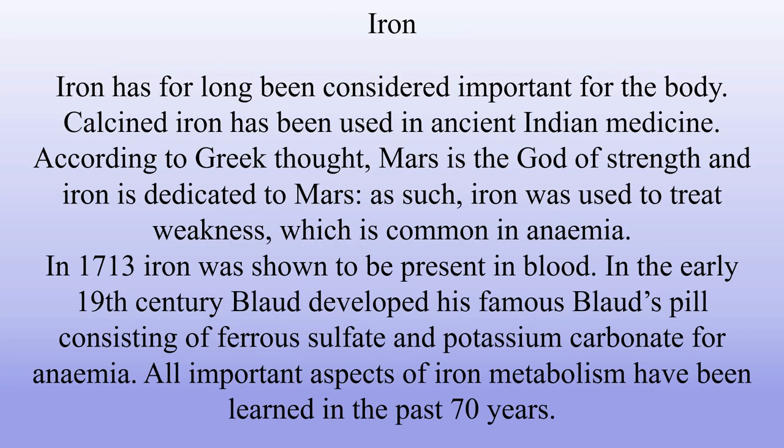Iron. Iron has for long been considered important for the body. Calcinated iron has been used in ancient Indian medicine. According to Greek thought, Mars is the god of strength and iron is dedicated to Mars. As such, iron was used to treat weakness, which is common in anemia. In 1713, iron was shown to be present in the body. In the early 19th century, Blood developed his famous blood pill consisting of ferrous sulfate and potassium carbonate for anemia. All important aspects of iron metabolism have been learned in the past 70 years.